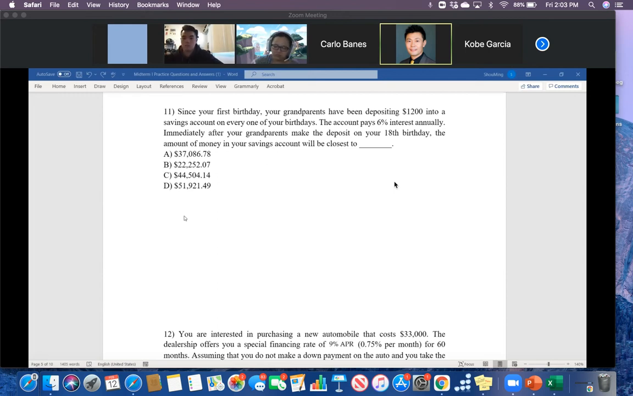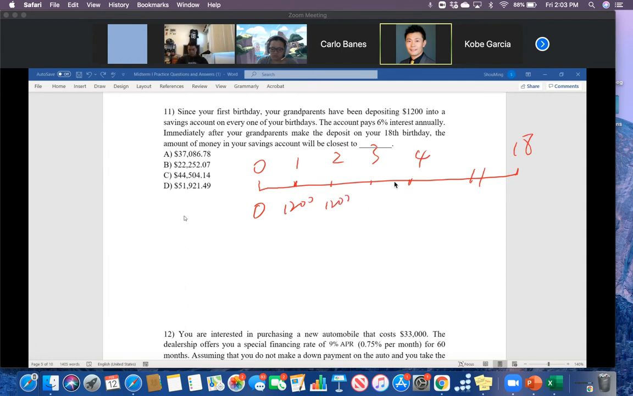So again, let's visualize. What is our cash flow? Our cash flow is simply this one, from 1, 2, 3 until you are 18 years old, at your 18th birthday. On the date you came to this world, your grandparents didn't deposit anything, but from your first birthday, they deposit 1,200 until the 18th birthday. So at this date, how much money do you have in your account?